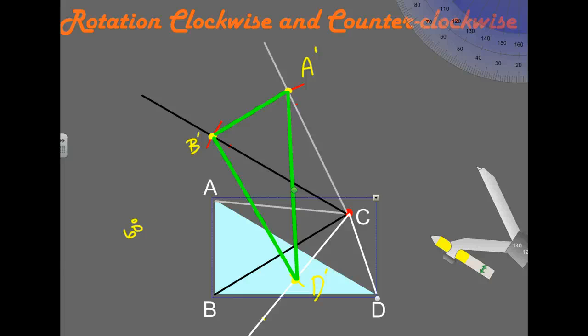So this original triangle here was rotated around this point, this red point right here. I can't really move it because I got too much other stuff in the way. 60 degrees.